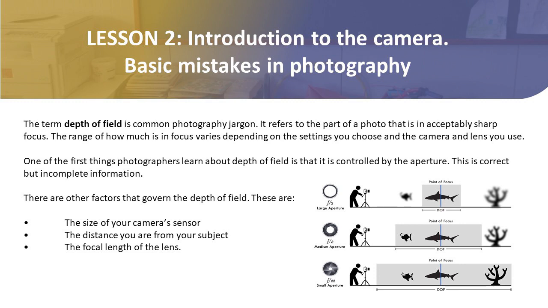There are, of course, other factors that govern the depth of field. These factors are the size of your camera sensor, the distance from your object, and the focal length of the lens. Of course, we cannot always change the size of our camera, so by adjusting the distance and the focal length of the lens, we can increase or decrease the depth and the focus of the set photo.